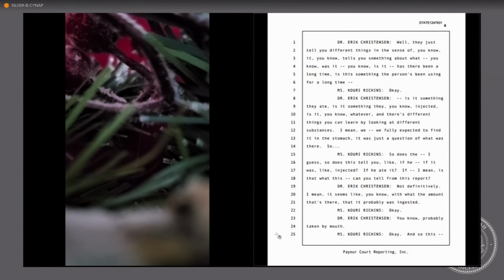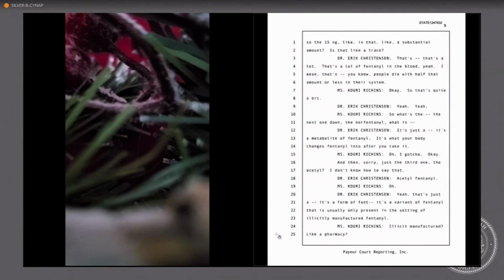I mean, with the amount that's there, it probably was ingested, probably taken by mouth. Okay. And so the 15 ng, is that like a substantial amount? Is that like a trace? That's a lot of fentanyl in the blood. People die with half that amount or less. Okay, so that's quite a bit. Yeah. So what's the next one down, the norfentanyl? It's a metabolite of fentanyl. It's what your body changes fentanyl into after you take it.